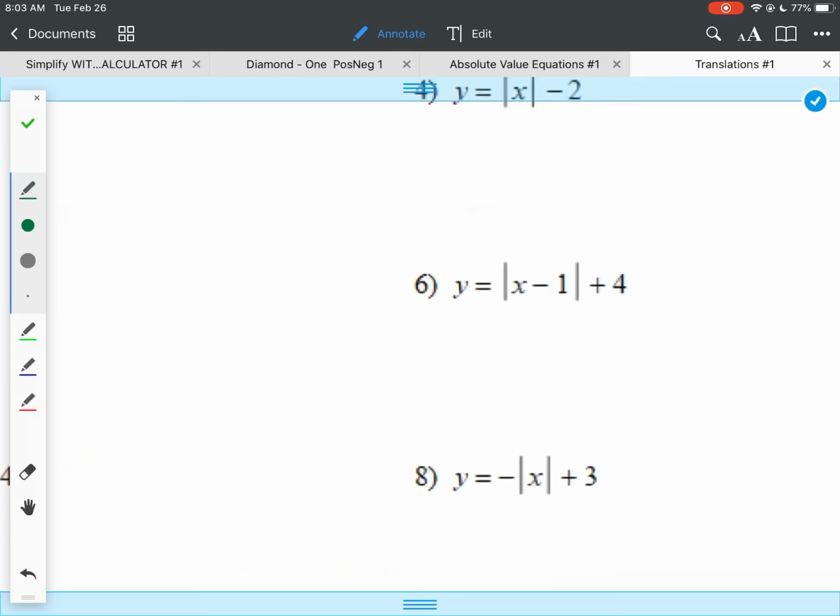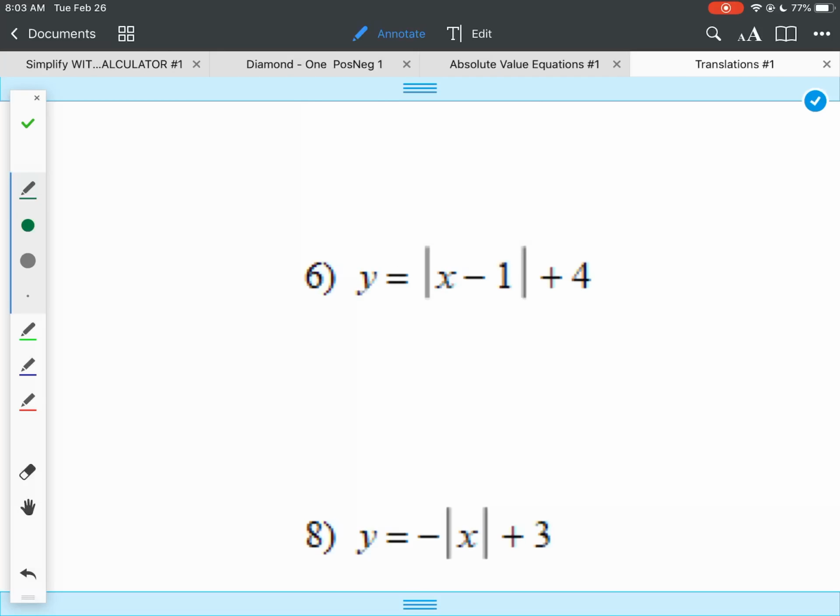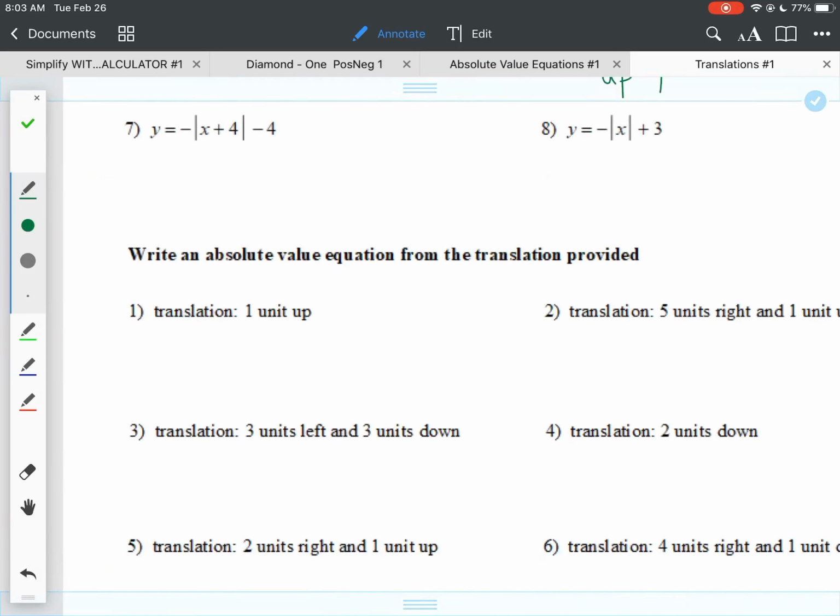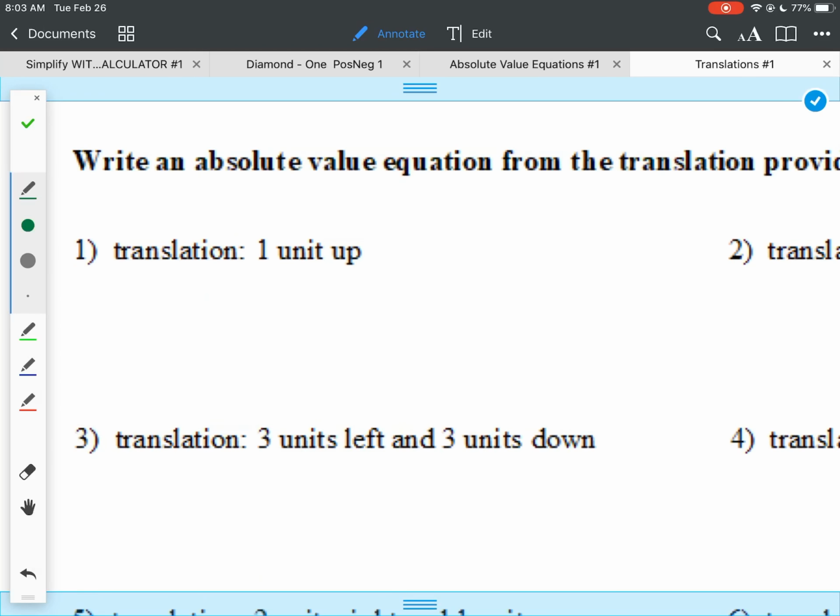Okay, do one more here, right? Since it's negative inside, it's going to go right 1, and then positive outside, it's going to go up 4. Okay, and then we flip it on you. Okay, you got to write the equation based on what it does. All right, so y equals, and you're going to have absolute value bars and the x inside. Okay, so then here, there's only one thing, and it says 1 unit up.